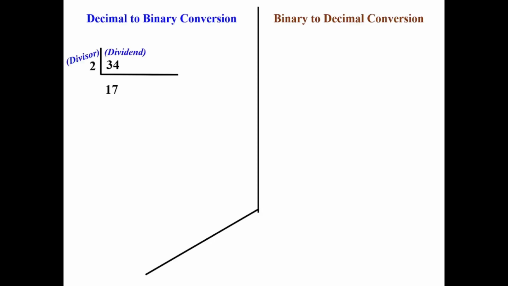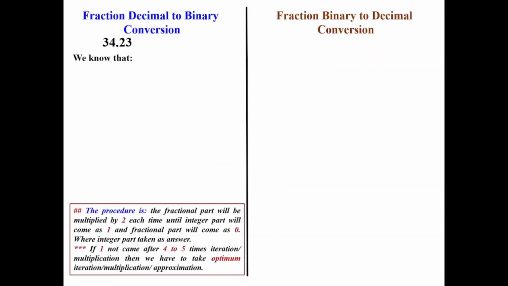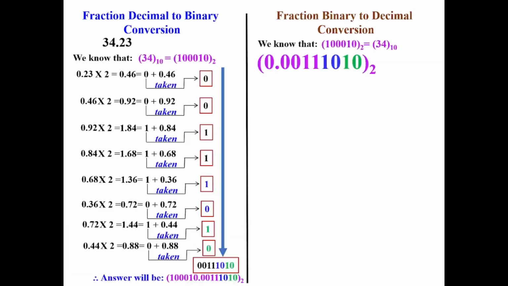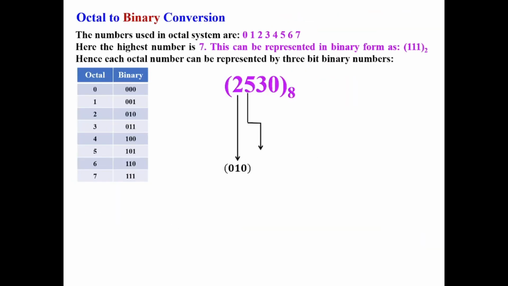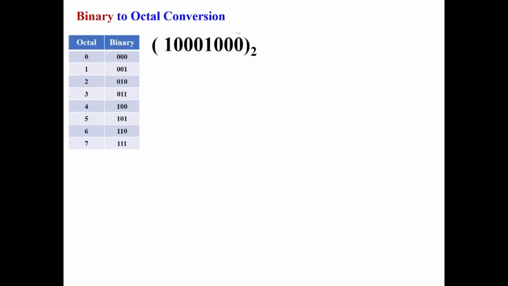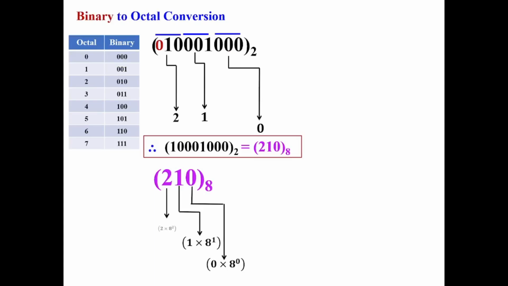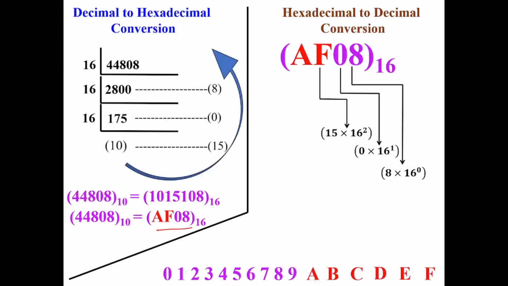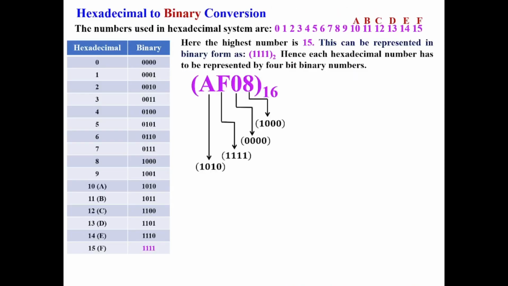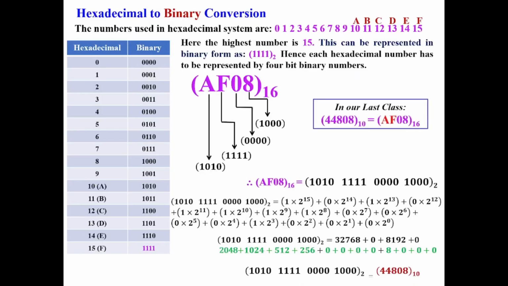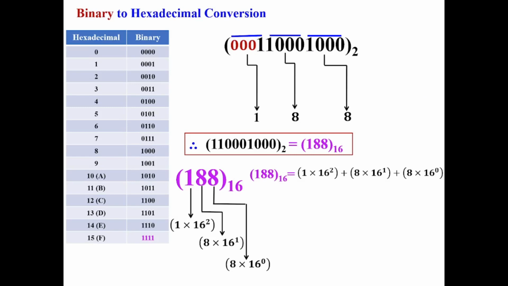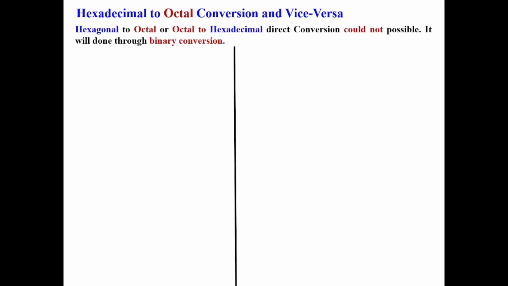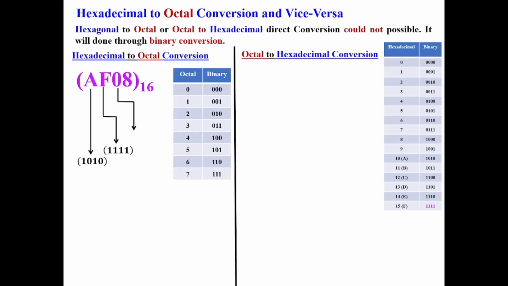These topics have already been discussed in our previous classes: binary to octal, octal to binary, decimal to hexadecimal, hexadecimal to decimal. We discussed them in detail. In the last class, we discussed hexadecimal to binary and binary to hexadecimal, also in detail.